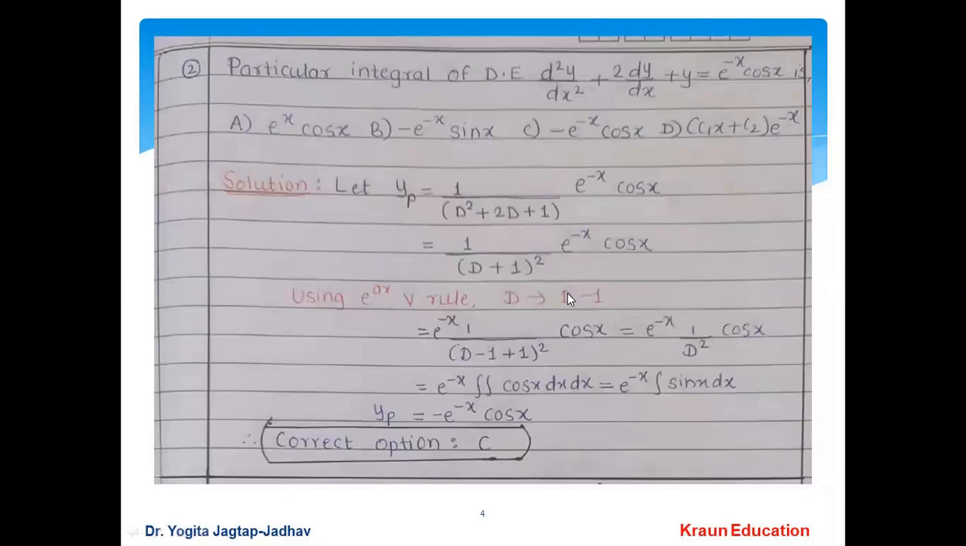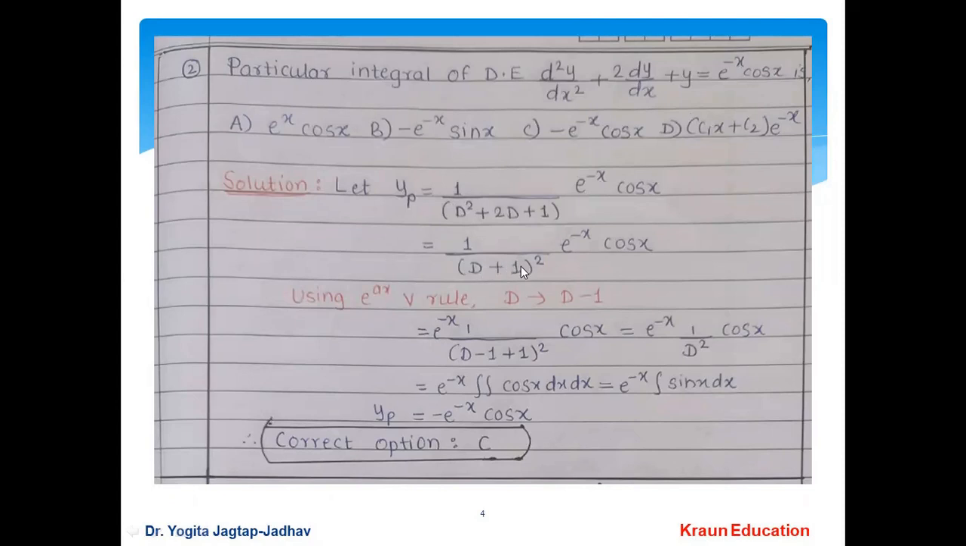Now in the second example, we have to find out a particular integral of the differential equation d square y by dx square plus 2 dy by dx plus y equal to e raised to minus x into cos x. These options are provided. Now according to the definition of yp, we have yp equal to 1 upon d square plus 2d plus 1 operating on f of x, which is equal to e raised to minus x into cos x.